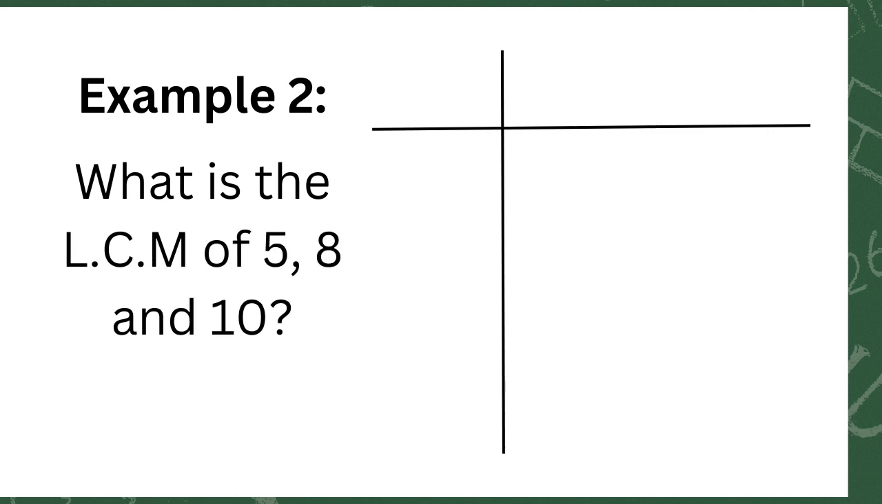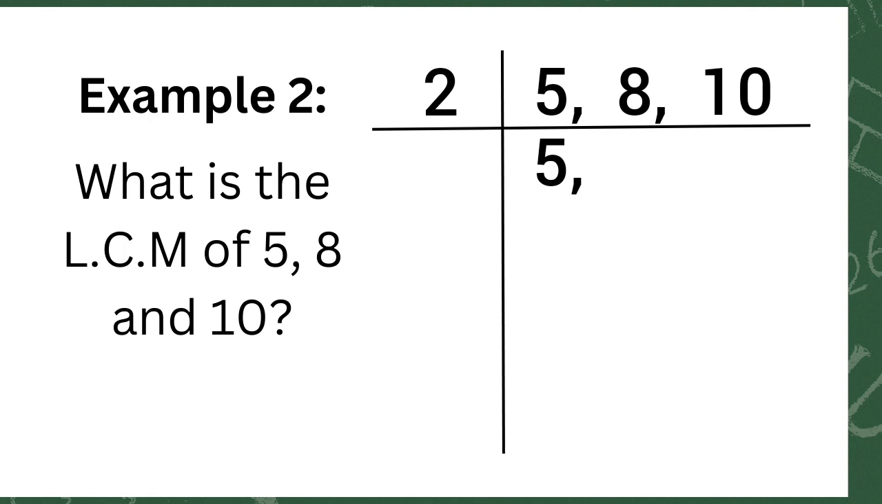Example 2. What is the LCM of 5, 8, and 10? 5, 8, and 10. 2 can go into 8 and 10, so we will begin with 2. 2 cannot go into 5 without a remainder, so we bring it down. 2 into 8 is 4. 2 into 10 is 5. So we have 5, 4, 5. Since we have 4 there, we can use 2 again. 2 into 5 is 2 times remainder 1. Since there's a remainder, we will simply bring down our 5.